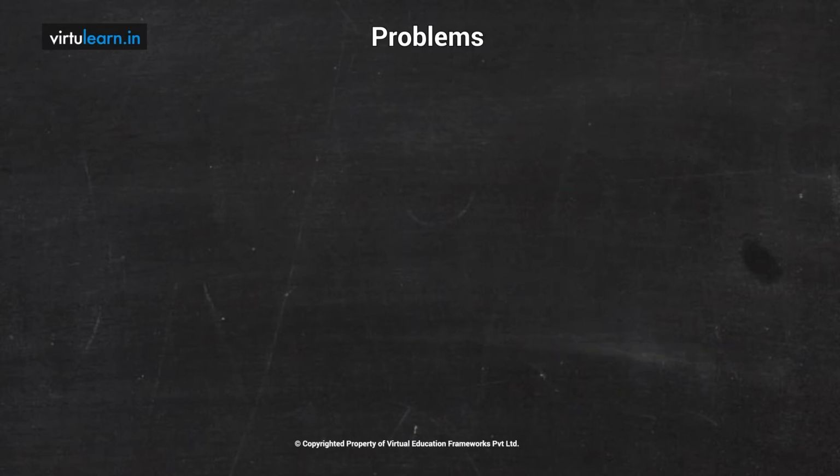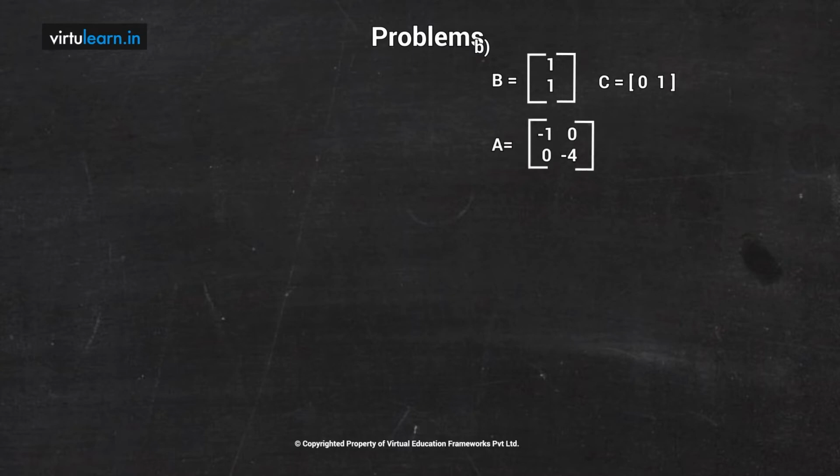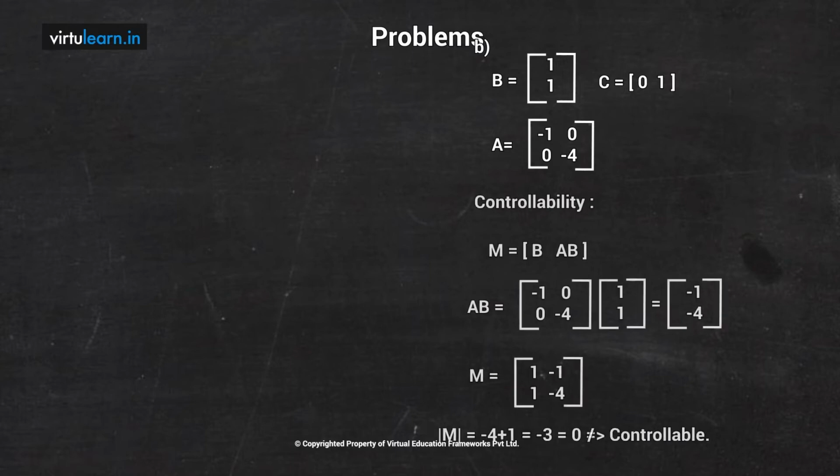Now the second case, B. In this case the B matrix is going to be [1; 1] and the C matrix is going to be [0, 1]. Then we will try to find out [B, AB], which is nothing but the M matrix. B we know already is [1; 1], and if you find AB we will get [-1; -4]. From this, find the M matrix and its determinant.